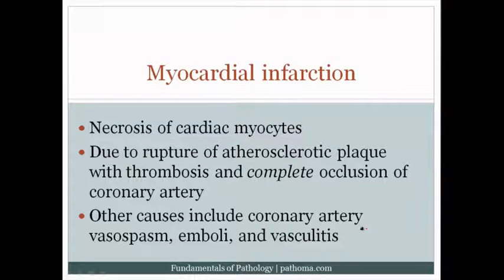Now, other causes include coronary artery vasospasm. If you had Prinzmetal's angina that squeezed down and shut down the blood vessel for greater than 20 minutes, you'd get myocardial infarction. Emboli can do this. If there was an embolus that went into the coronary artery, that would result in myocardial infarction. Another important cause is vasculitis. The classic example would be Kawasaki's disease. Remember that that's a vasculitis that affects children roughly around the age of 5 and preferentially involves the coronary artery.